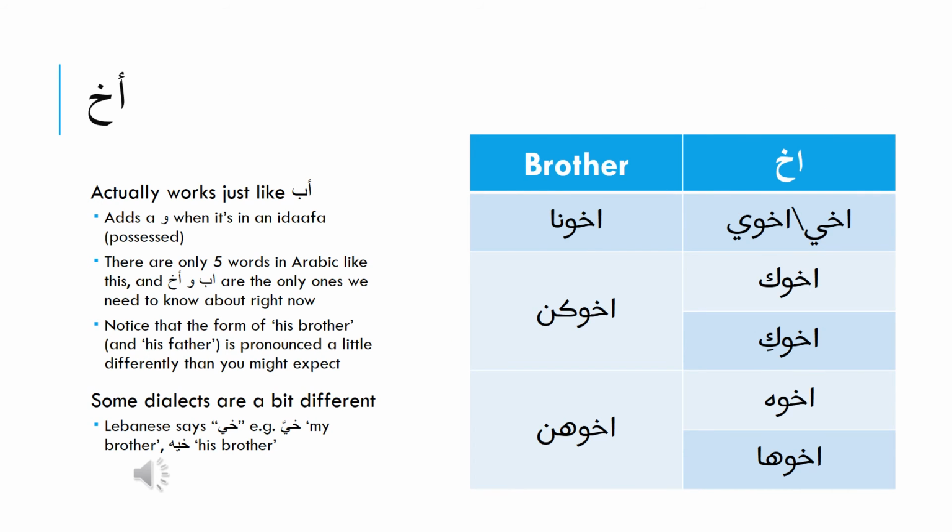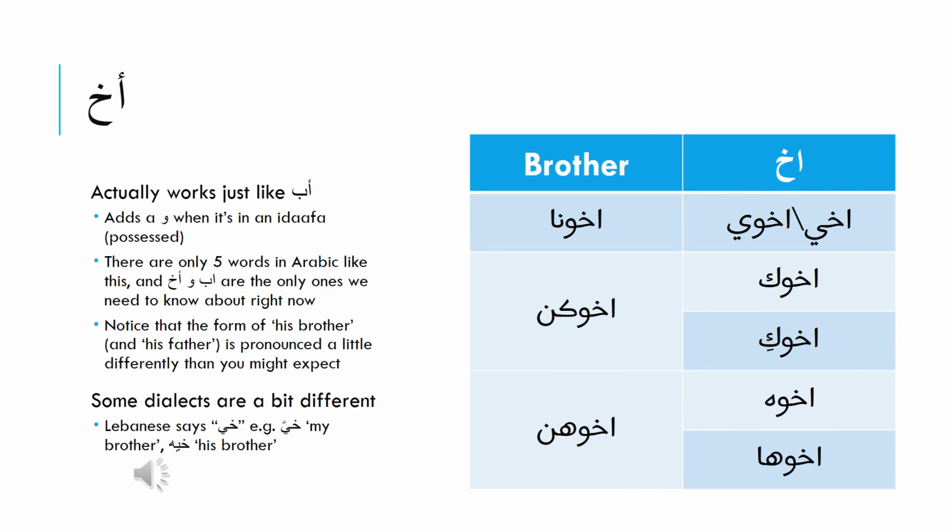Ach actually works a lot like eb. The book doesn't teach us this, but it's important to know. Just like eb, we add a wow, just like the tamarbuta when it's not at the end of an idaafa construction, when it's being possessed by something, usually with a pronoun. Luckily, there are only 5 words in Arabic that do this weird thing, and eb and ach are the only ones we need to know for a really long time.